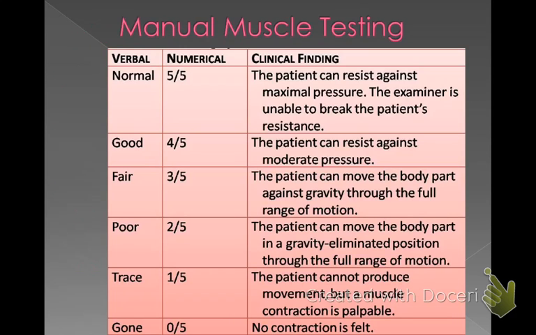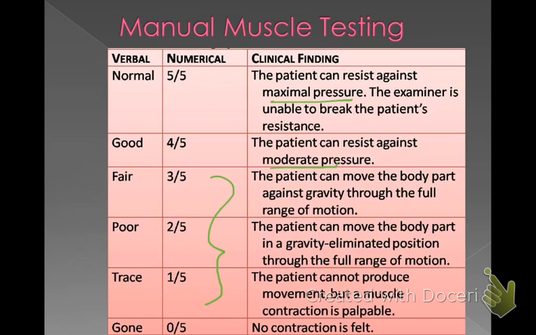It's on a 5-point scale where a 5 out of 5 represents a normal assessment, right? This patient can resist against maximum pressure, and we cannot break. The patient does not give up during that test. We also have a 4 out of 5, which is the patient can resist against moderate pressure, right? Which is different than maximum pressure. So you lighten up your pressure a little bit and the patient can take that limb through the full range of motion. And here's where we kind of get concerned.